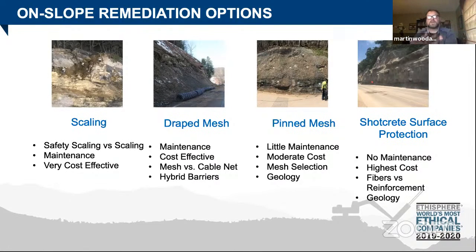And so that's step one, step two, step three, and then the big boy over at step four is the shotcrete surface protection or armoring protection. The big point there is, if you're an entity that doesn't want any maintenance whatsoever, because you're just covering and encasing everything, it does have the highest cost. You can start to choose with your shotcrete whether it's fiber reinforced or the reinforcement that I showed you with the mesh and the whalers. And in some regards, it is geology dependent. So these are some of the things that you can do for on-slope remediation options.